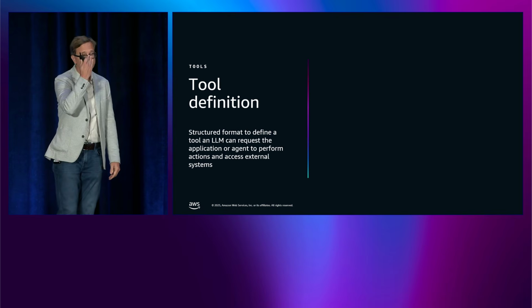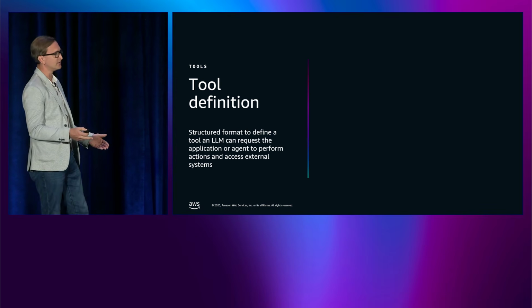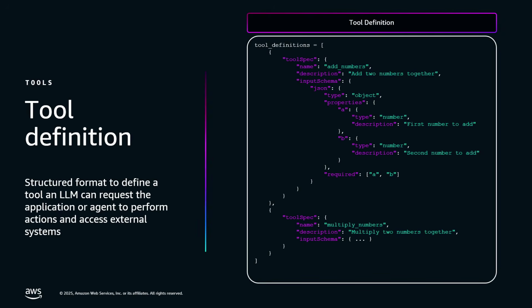So let's take a look at what this tool definition actually looks like under the hood. It's a structured format, and it's a way that you define what the tool looks like into the LLM. So we have an example here for a very, very simple tool to add two numbers together. So you can see the tool definition has a definition of what's the name of the tool. It includes an English language description of what the tool is. This is very important because this is what is going to provide the LLM the reasoning as to why it should call your tool or not.